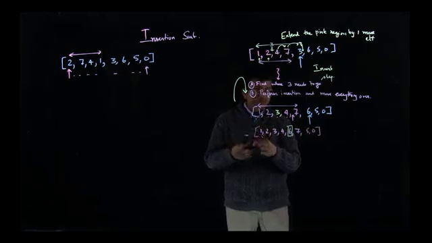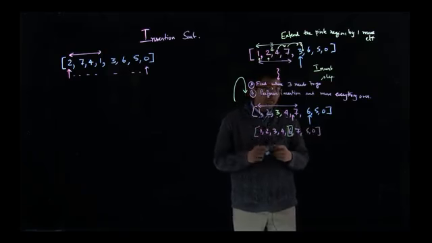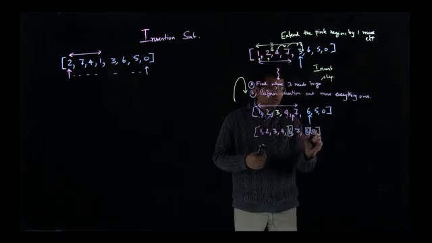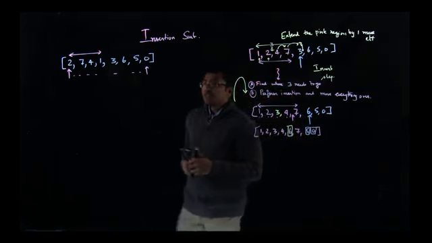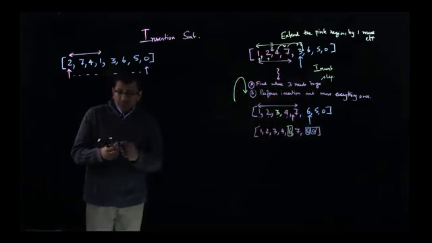Okay, and 5 and 0, I should have written them in blue, but I'm simply going to put a blue box around them so that you know. All right, so this is the basic idea. So what is insertion sort? Insertion sort goes like this.